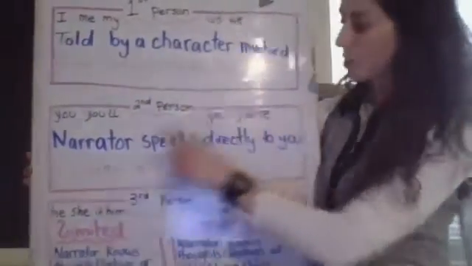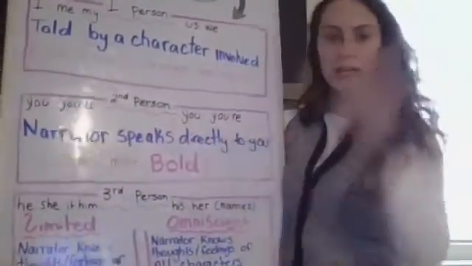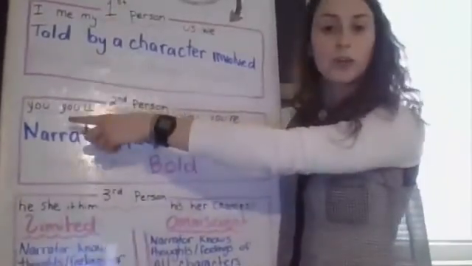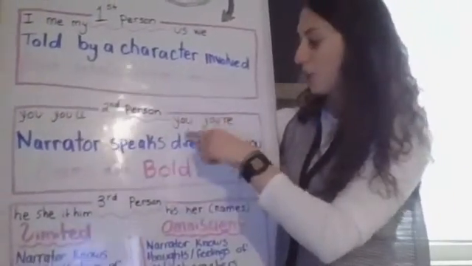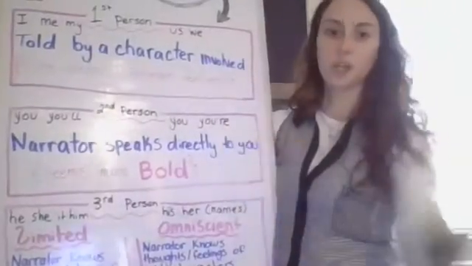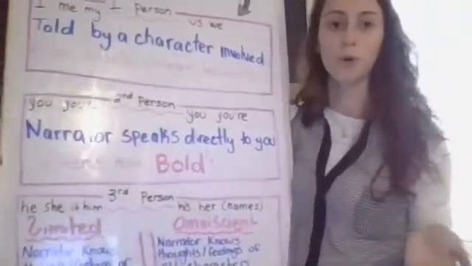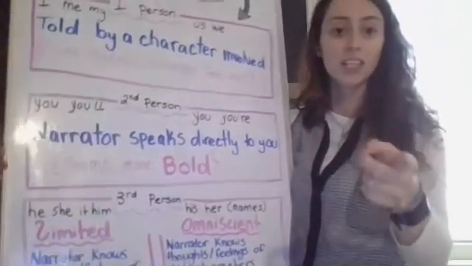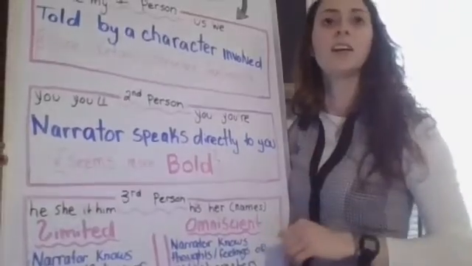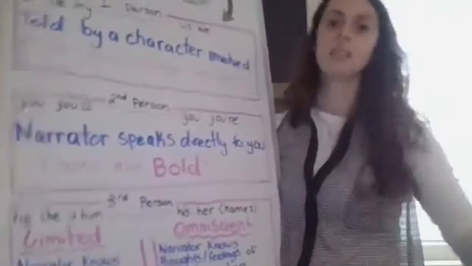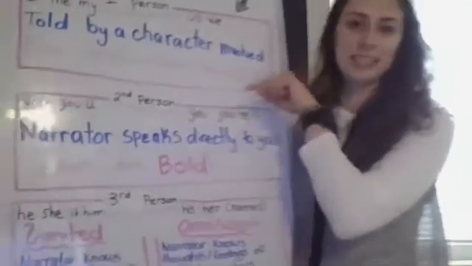Second person point of view, the narrator speaks directly to you as a reader. So this is when the author would use words like you, you'll, and your, as in you are. These types of stories often seem more bold because they're talking to you. So then you'll be reading along and the book will say, and then, can you believe it? That is an example of a second person point of view story.